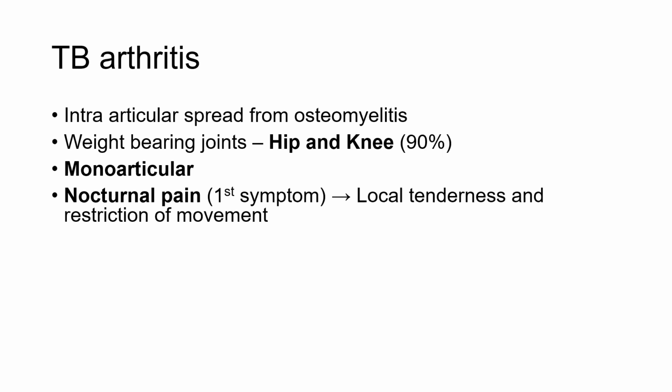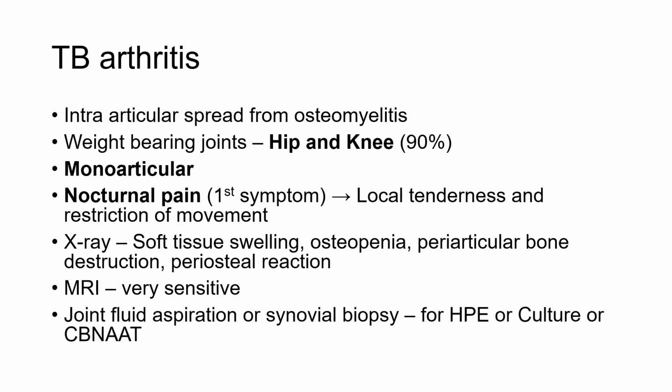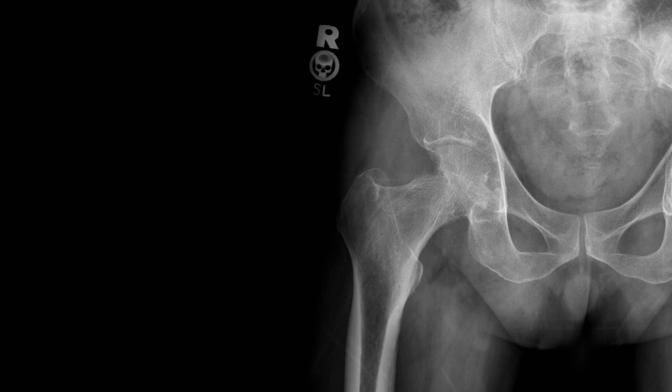which leads to later on local tenderness and restriction of movement. X-rays show soft tissue swelling, osteopenia, periarticular bone destruction and periosteal reaction. The MRI is a very sensitive investigation, and joint fluid aspiration or synovial biopsy, if we perform and send for histopathological examination or a culture or NAT, it can also reveal abnormality in some cases, but the yield will be very low. So can you spot the abnormalities here?